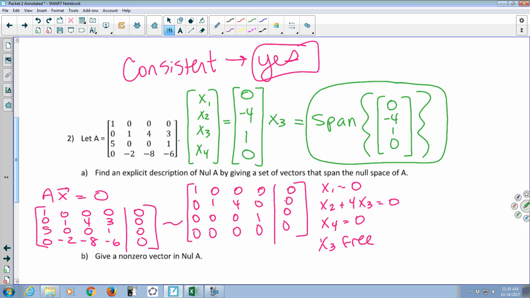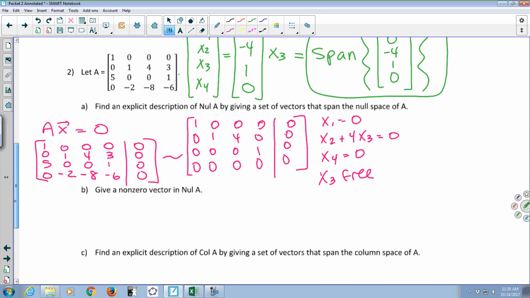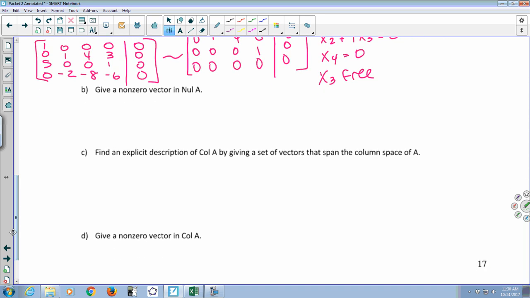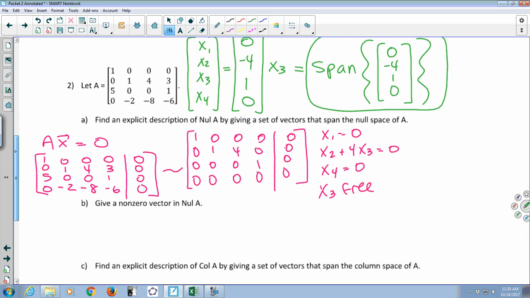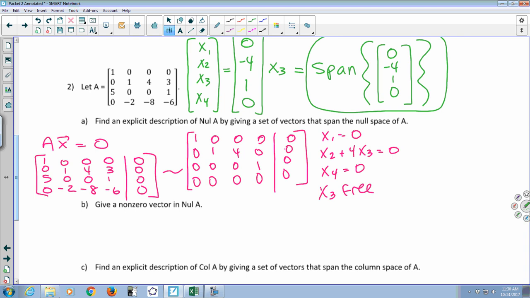So this is not anything new, right? We've been solving equations AX equals 0 for a long time and writing the solutions. All right, so give any non-zero vector in the null space of A. So any vector in the span of 0, -4, 1, 0. So just, I don't know, 0, -8, 2, 0. I just multiplied everything by 2. So I made x3 a 2.